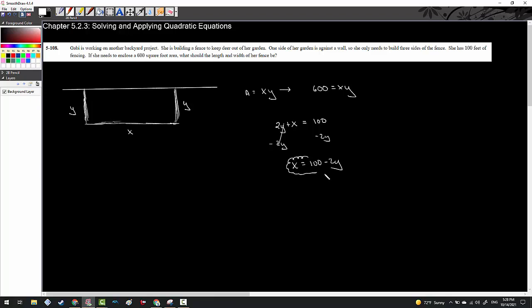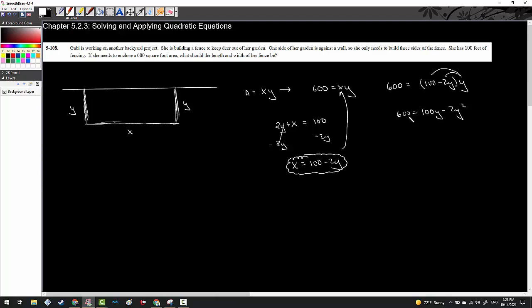So how does that help me? Well, this piece of information allows me to plug into my area formula. So instead of 600 equaling 2 variables, I now have 600 equaling 100 minus 2y times y. I have only one variable now, and when I have only one equation to work with, I can only solve for one variable at a time. So now that I've got the area in terms of just y, I'm going to distribute that y in, and I get 100y minus 2y squared is equal to 600.